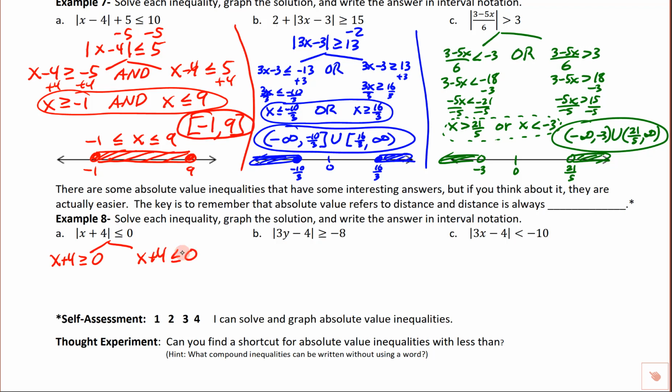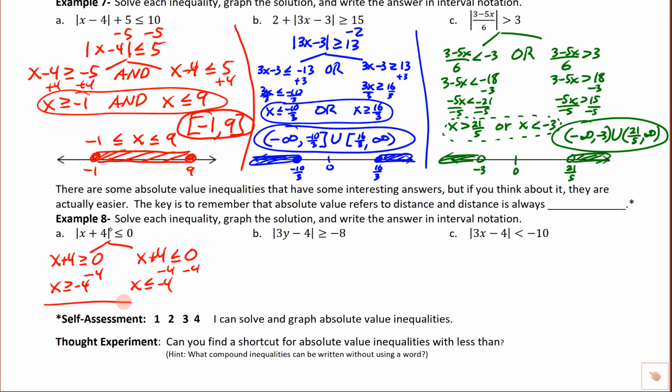Now, stop and think about this. What this means is the distance has to be less than or equal to 0. Well, that's that 0 case, so this is interesting. Let's go ahead and solve this. This is going to be subtract 4, so x is greater than or equal to negative 4. And this is going to be subtract 4, so x is less than or equal to negative 4.